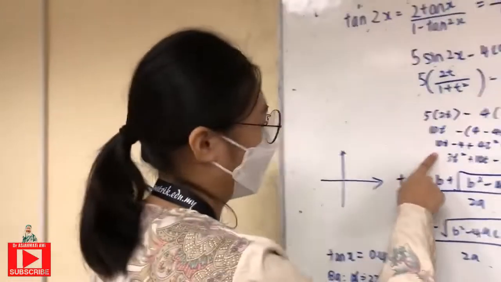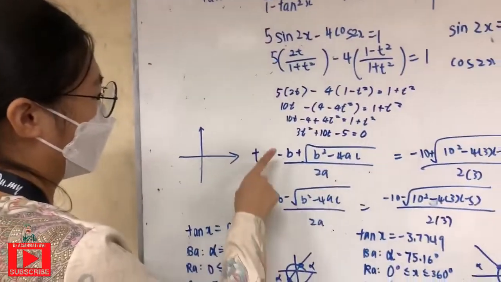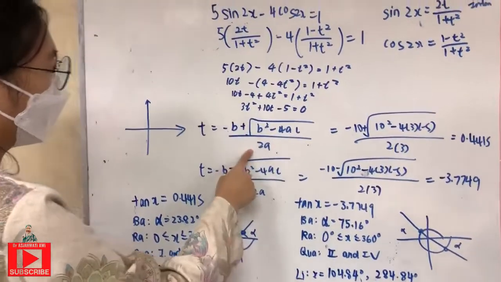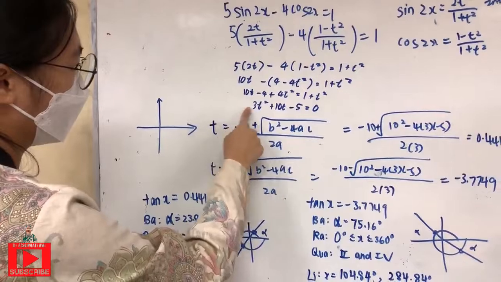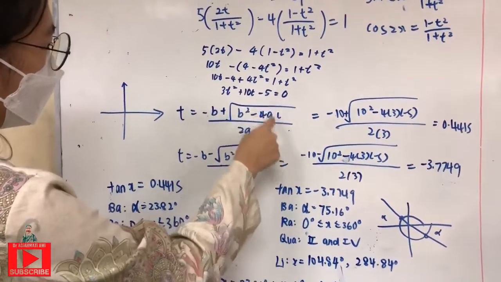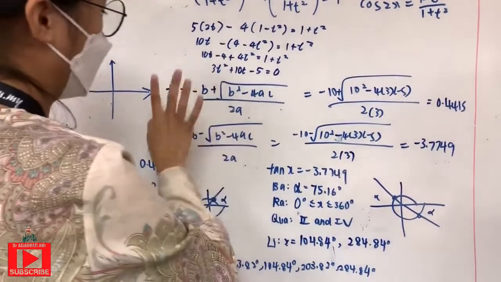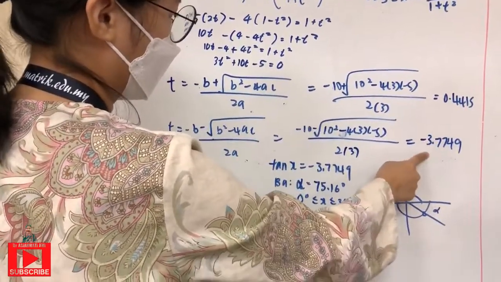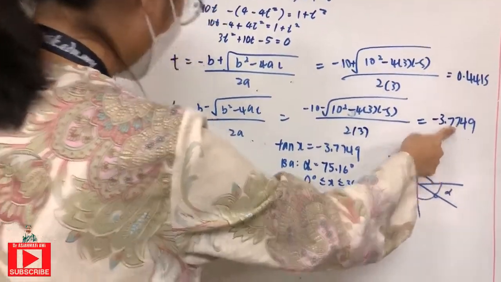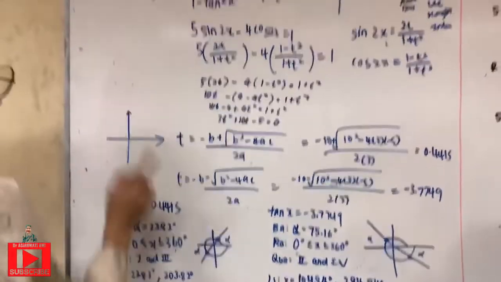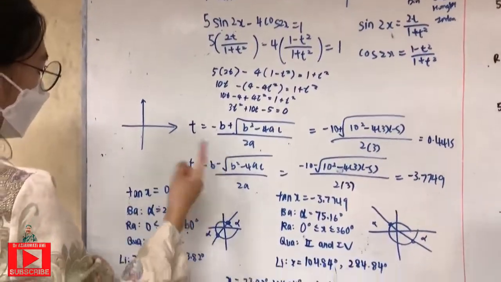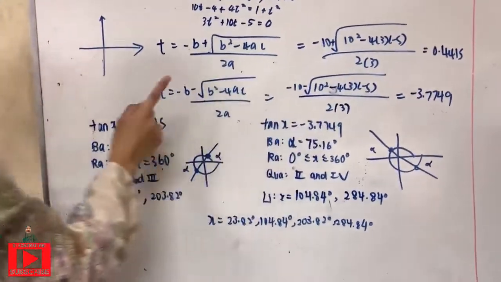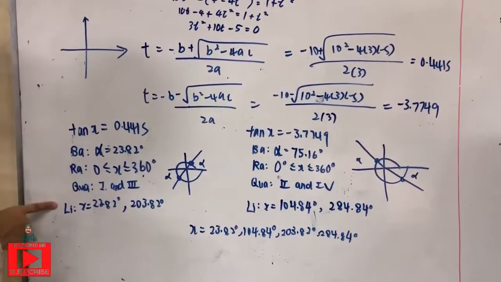Okay, to find the value of t, we can use this formula, that is negative b plus minus square root of b squared minus 4ac over 2a. So sub the value of a, that is 3, b 10, and c negative 5 into this equation. We will get t equals 0.4415 and t equals negative 3.7749. So as we know, tangent x equals t, so tangent x is also equal to 0.4415 and negative 3.7749. So for this, we can use the Baraguli method.